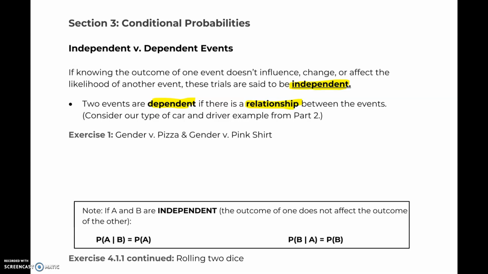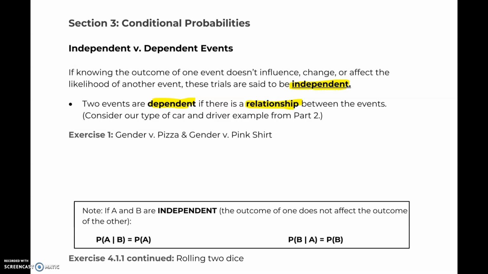Two examples for that, we have gender versus pizza. Everyone loves pizza, or at least maybe 95% of the people, and that's regardless of whether you're male or female. So we would think that whether someone loves pizza is independent of their gender. On the other hand, when we're looking at gender versus pink shirt, we would assume that females are more likely to own a pink shirt. Not to say that males don't own pink shirts, but they're just more likely. So the percentages are going to be different, meaning that if we already know that the person is male, we're going to know that they have a lower probability.